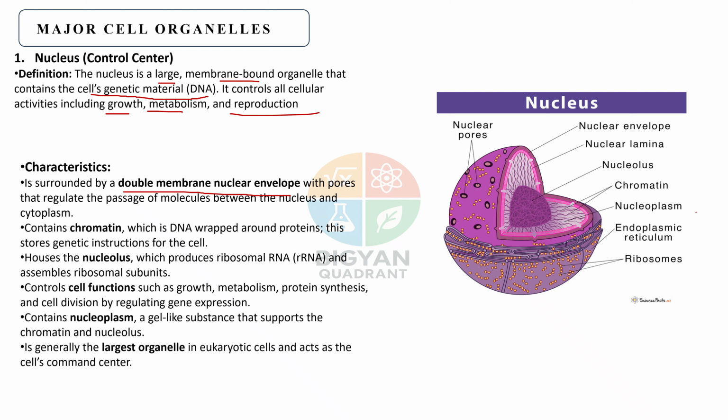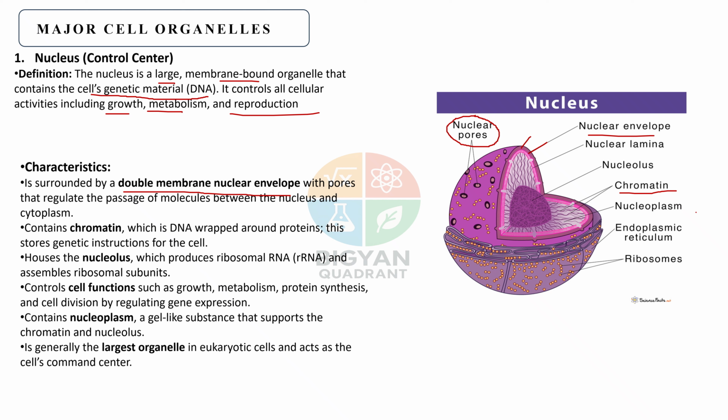All the cell organelles float in the cytoplasm. The nucleus is surrounded by a double membrane: the nuclear envelope, one membrane and the second membrane. Here are the nuclear pores on the nuclear envelope. It also contains the chromatin. What is the chromatin?